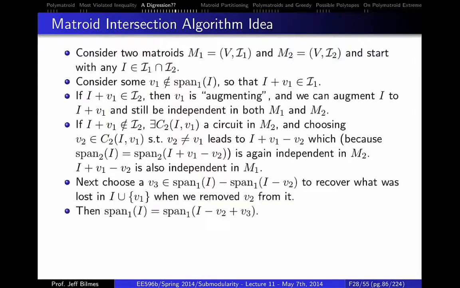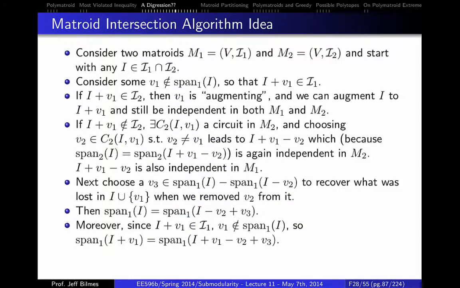So when we do that, then the span of I will be equal to the span of I minus v2 plus v3. Why is that? It's because of our choice of v3. We've chosen something that's in the span of I, that's not in the span of I minus v2. Now we know that by removing v2 from I, since v2 is a member of I, we've reduced the rank. So we've lost a dimension. But now we're adding it back in when we add v3. And so we've got the same span here.